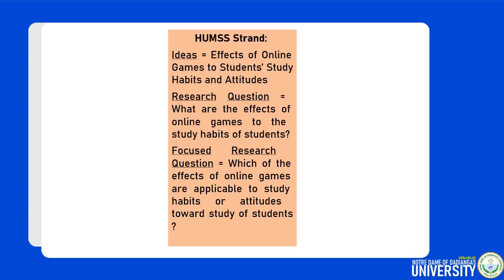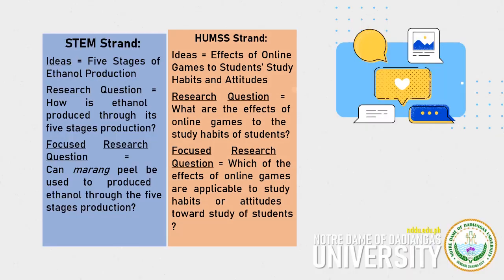The following are some examples for you according to strand. STEM strand. Ideas, 5 stages of ethanol production. Research question, how is ethanol produced through its 5 stages production? Focused research question, can meringue peel be used to produce ethanol through the 5 stages production?